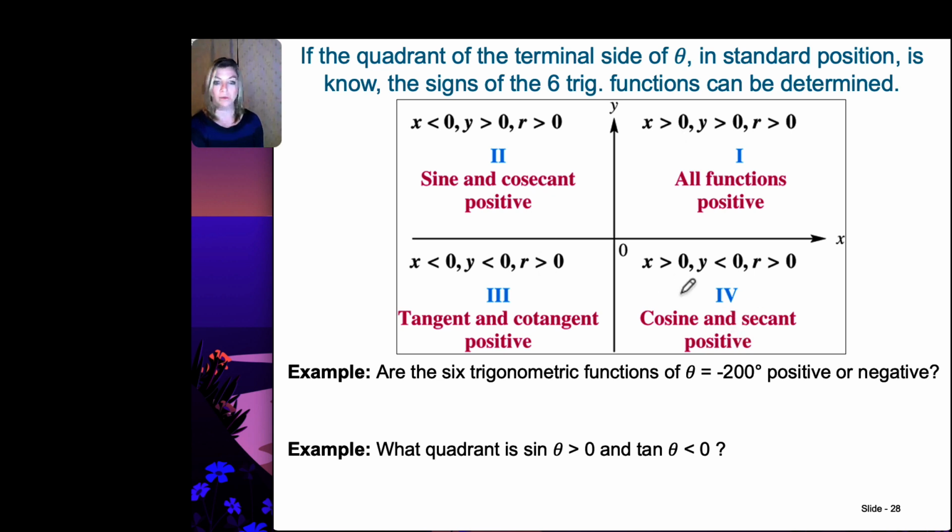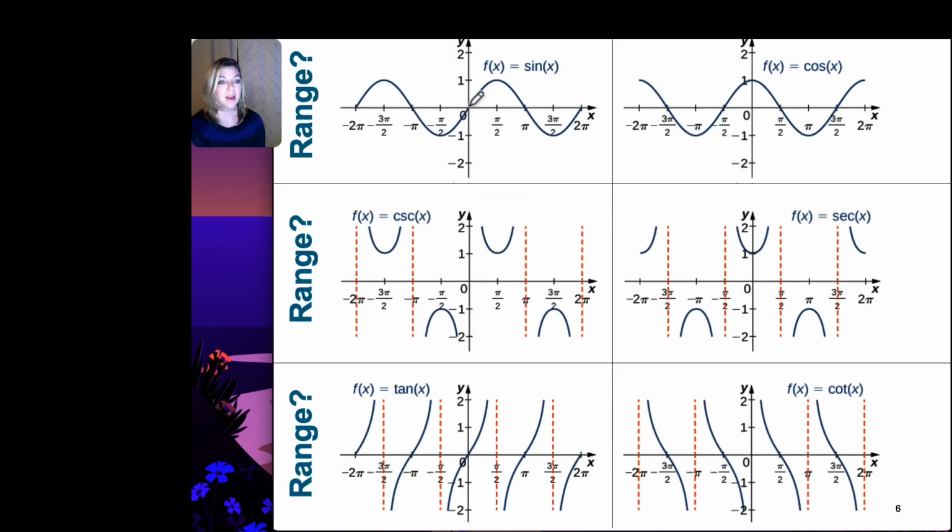Now if you're thinking, whoa, that was a lot of information, where'd that come from? Turn back to your graphs. Quadrant 1, that is from here to here. So we can see that sine is above the x-axis and therefore it's positive. Quadrant 1, from here to here. Cosine is positive because it's above the x-axis, okay?